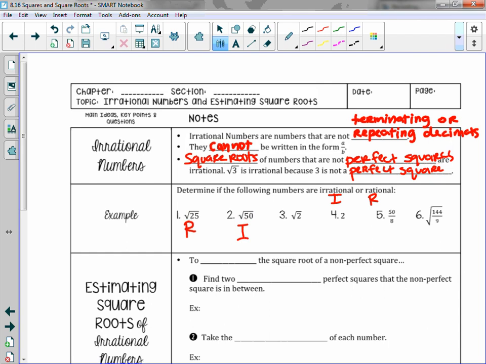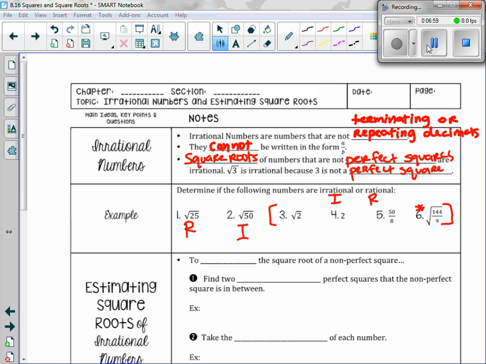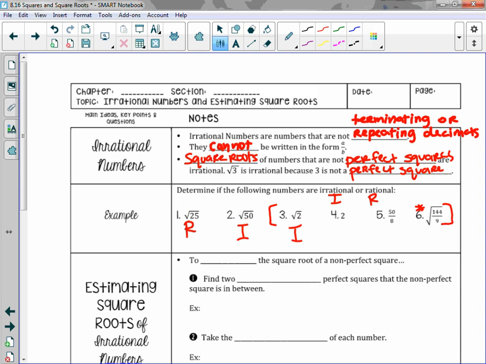Why don't you guys look at 3 through 6 for me? Be careful with number 6. And we will check in just a second. Okay, square root of 2, what'd you get? Irrational. 50 over 8? Rational. It's not a square root. And in the definition it says they cannot be written in the form A over B. Well, it's a fraction already. So it's automatically rational.